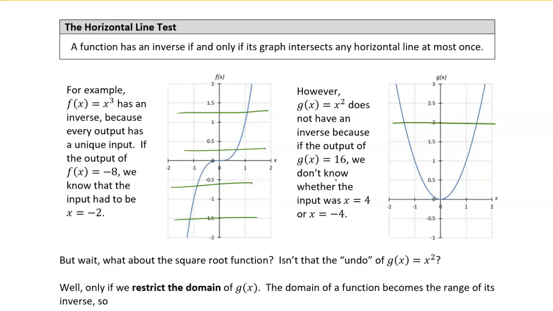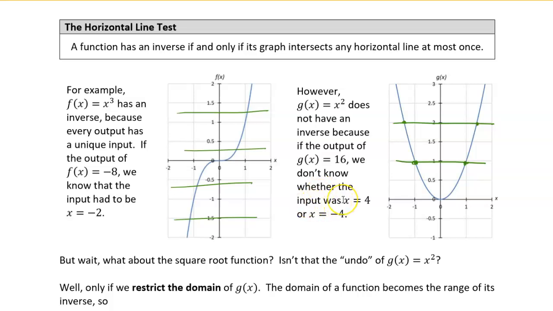Whereas in this case, there are instances where if we draw a horizontal line, it intersects twice, and so this one would not be considered invertible, this graph of y equals x squared. It's not considered invertible because sometimes, for a given output, we have more than one input, right? So we couldn't invert it because the inverse would not be a function.